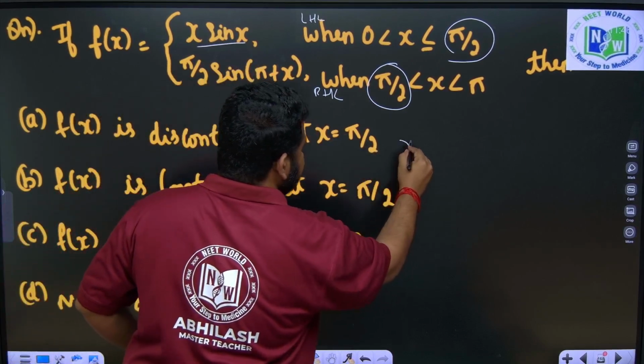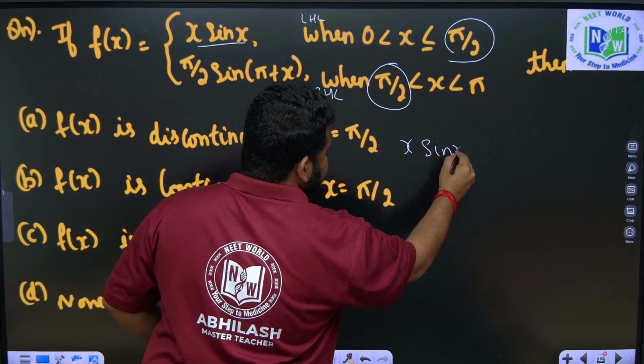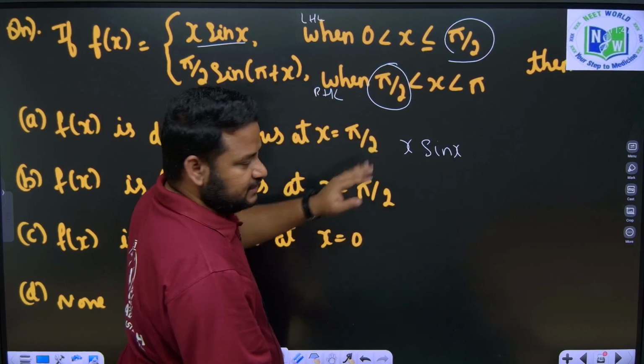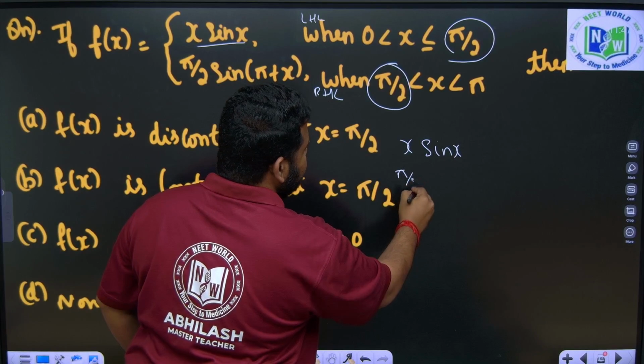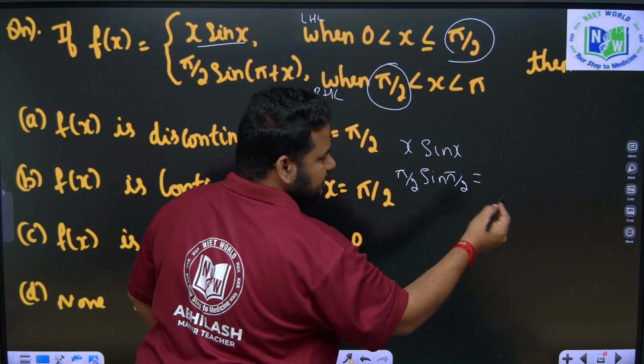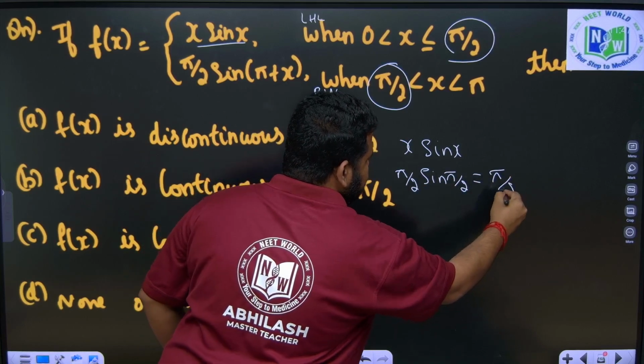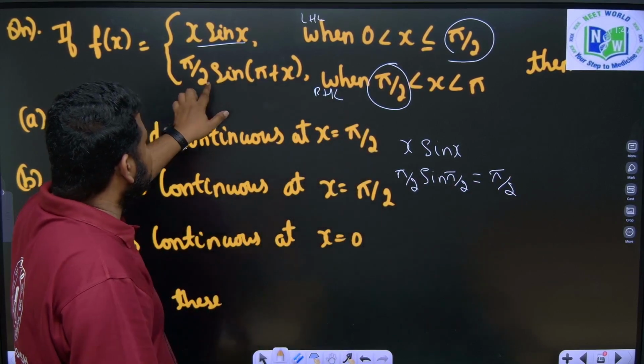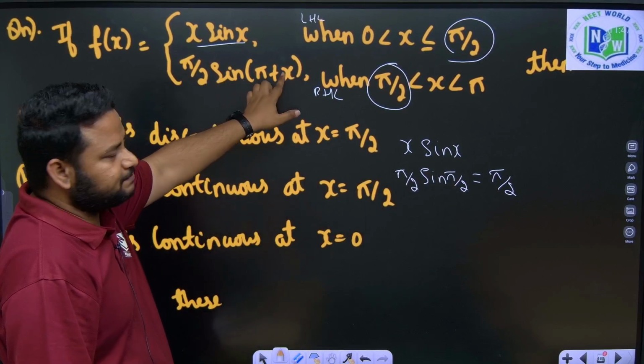I am having x sin x. Instead of writing the limit every time, I will write just x sin x. So this will become pi by 2 into sin pi by 2. Sin pi by 2, the value is 1. So this will become pi by 2. Next, pi by 2 into sin of pi plus pi by 2.